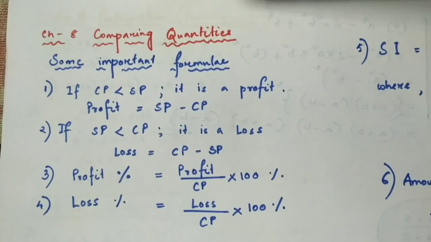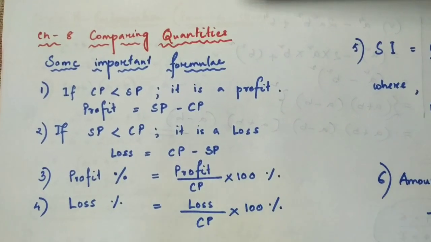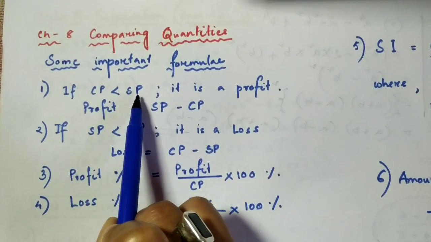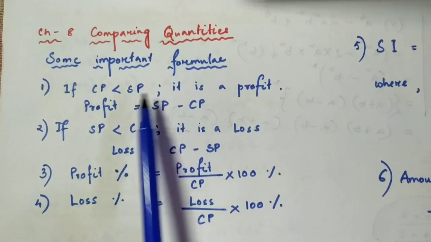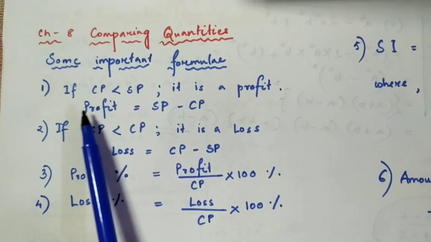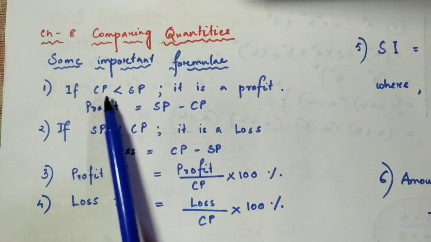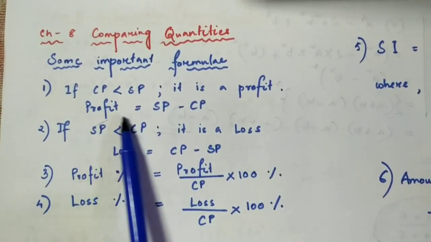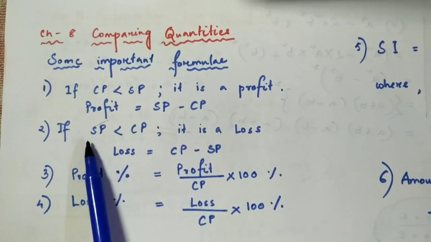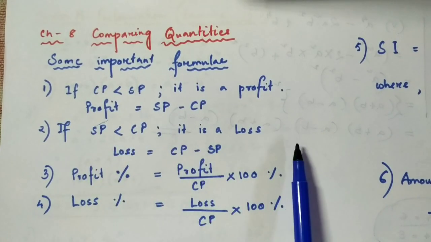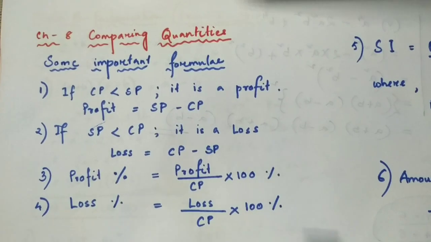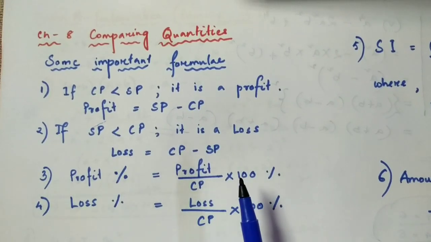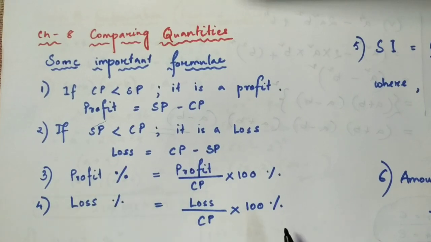We will have sums regarding buying and selling of different items. Well, we will be using these formulas. CP means cost price, SP means selling price. So if you buy something, it's called the cost price, and when you sell something, that is called the selling price. If you please go through this formula, if CP is less than SP, it's a profit, and profit you can find it by this formula. If SP is less than CP, it's a loss, and then you have it by this formula. Then you can also calculate the profit percent by using this formula and the loss percent by using this formula.